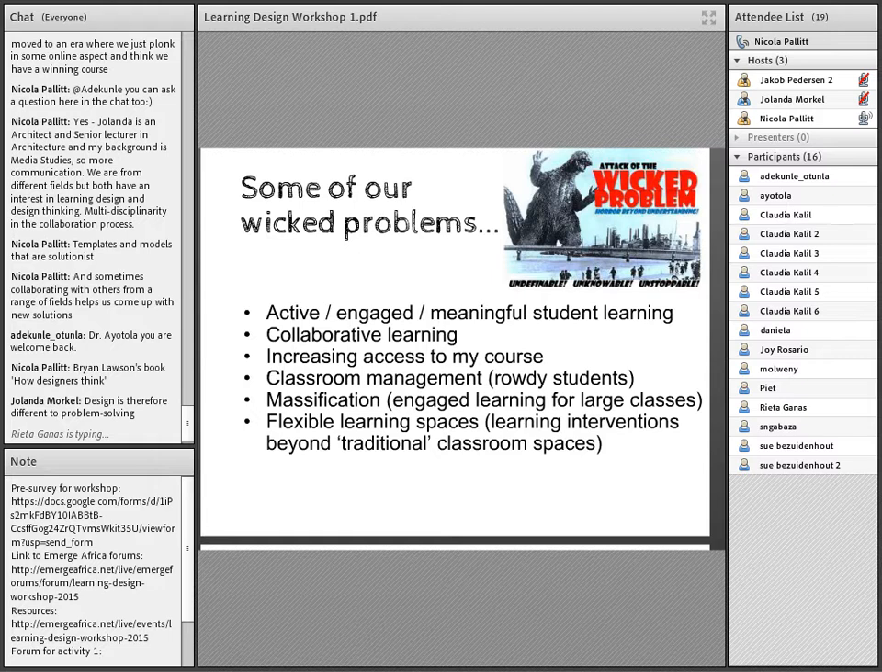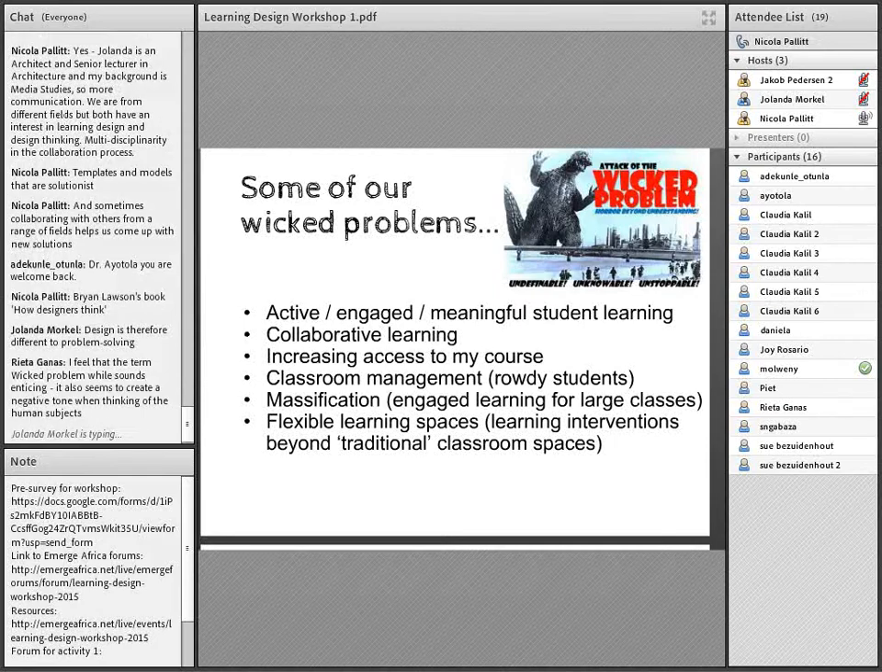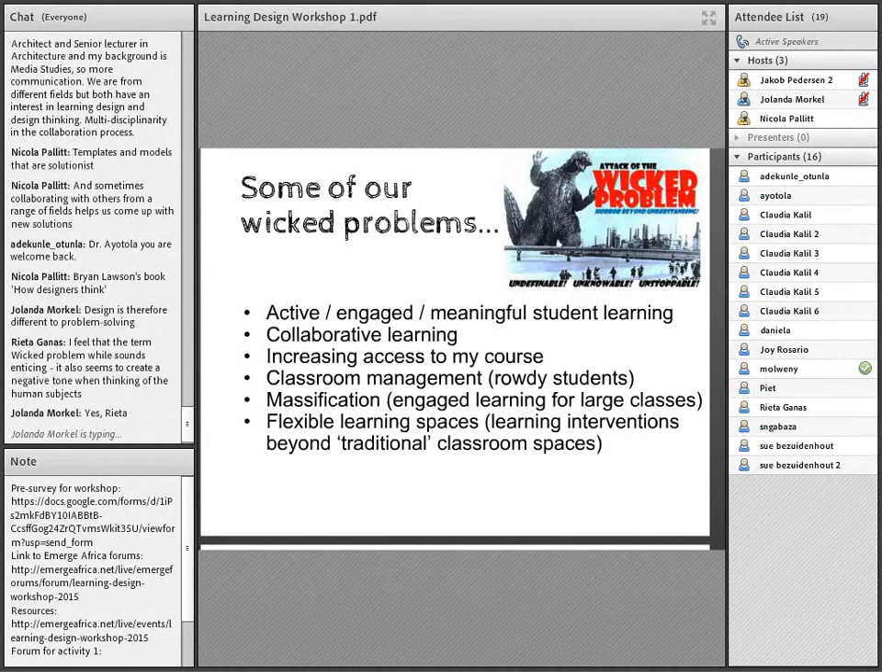I'm going to hand over to I see people are typing. I'm eager to see what you're going to say. Have any of you heard of the term wicked problems before, in some other contexts? Okay, negative tone when thinking about human subjects. That's a very interesting critique, Rita. Yeah, thinking about people as problems.